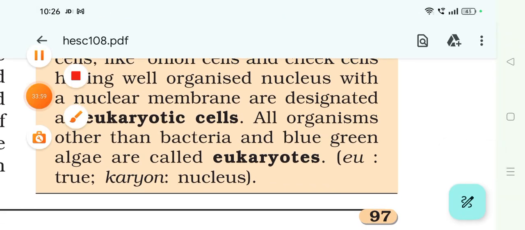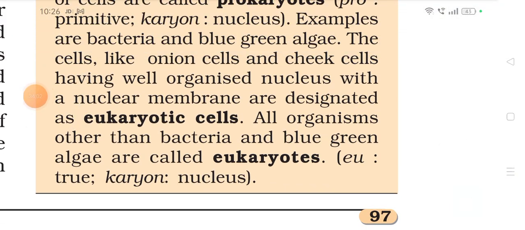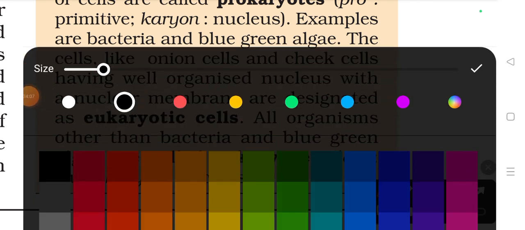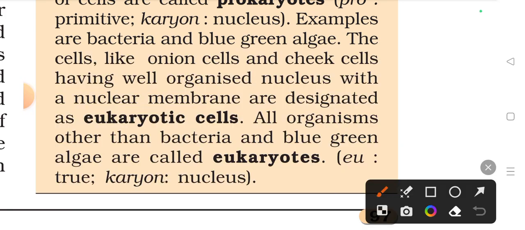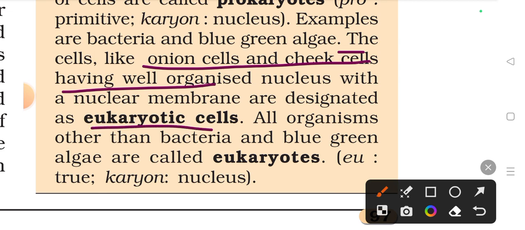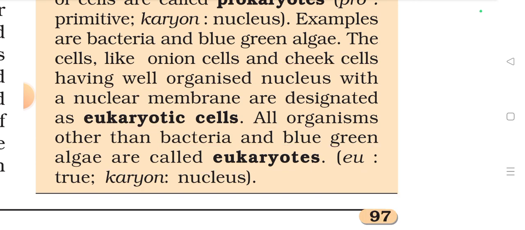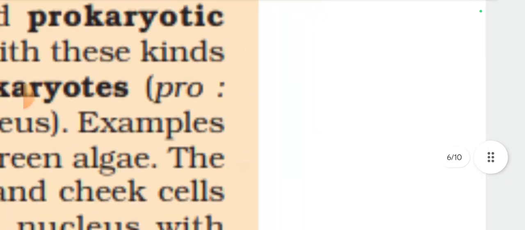Next thing, we'll use some different color. Next example: cells like the onion cell and the cheek cell have a well organized nucleus. That is a eukaryotic cell. All organisms other than bacteria and blue-green algae are eukaryotes. Eu means true and karyon means nucleus. True nucleus.